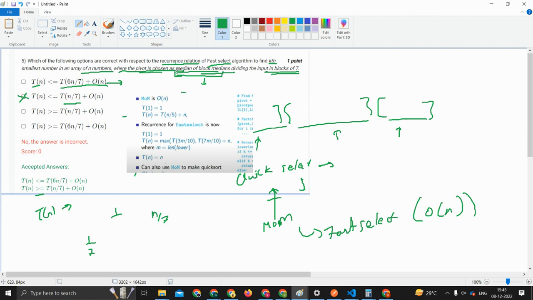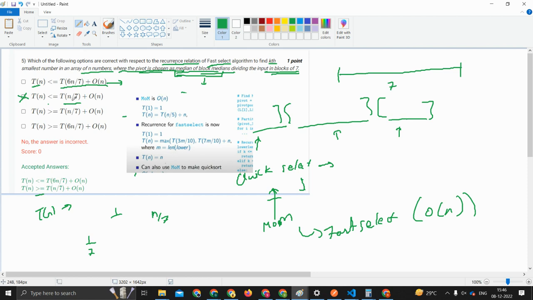Navika, you want to say something for this? No, to be honest, I understood why T(n) less than or equal to 6n by 7 is the right answer and greater than or equal to is the right answer, but I didn't understand why the second option is not right. Second option. Okay, see, consider that you have a line which is of length 7.